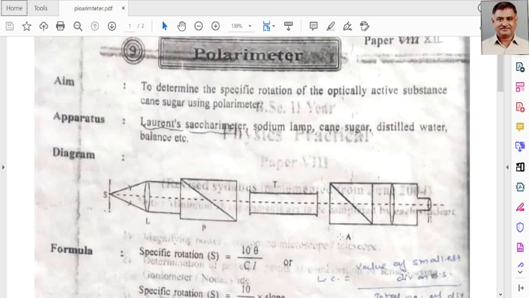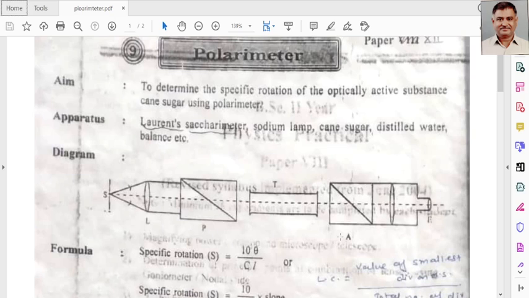Friends, today we will learn one of the important as well as interesting experiments with the instrument polarimeter. With the help of a polarimeter, we can determine the specific rotation of optically active substances. Here we are taking the optically active substance as cane sugar.